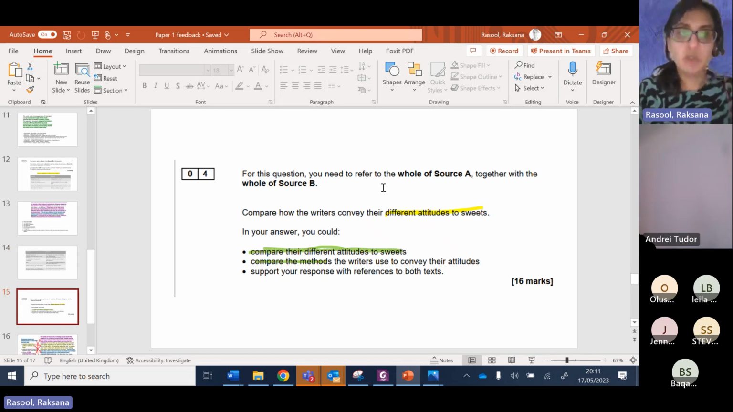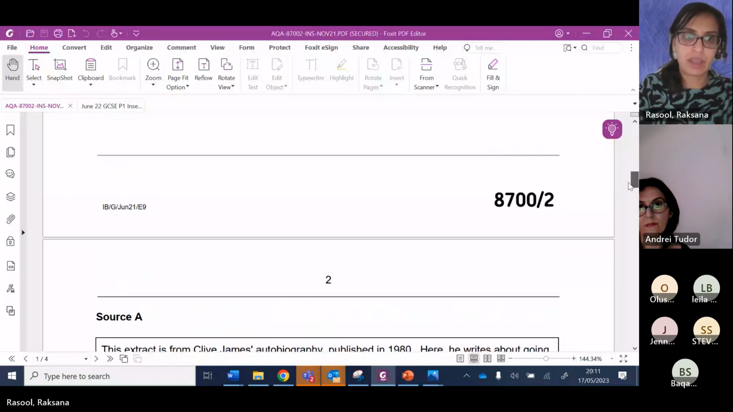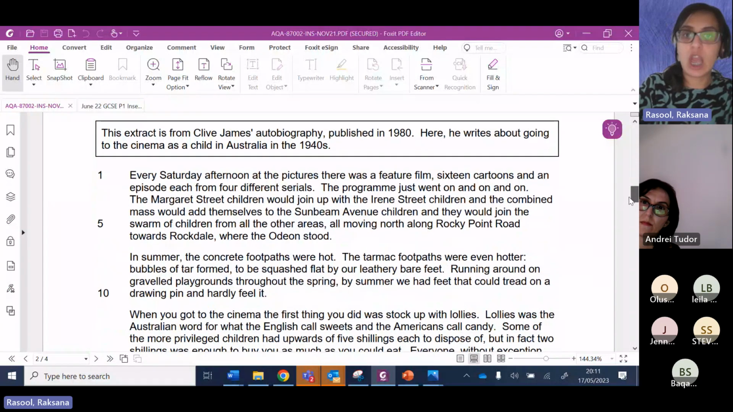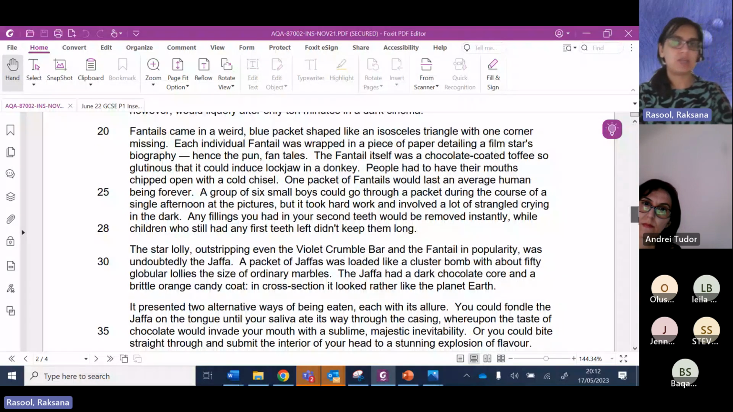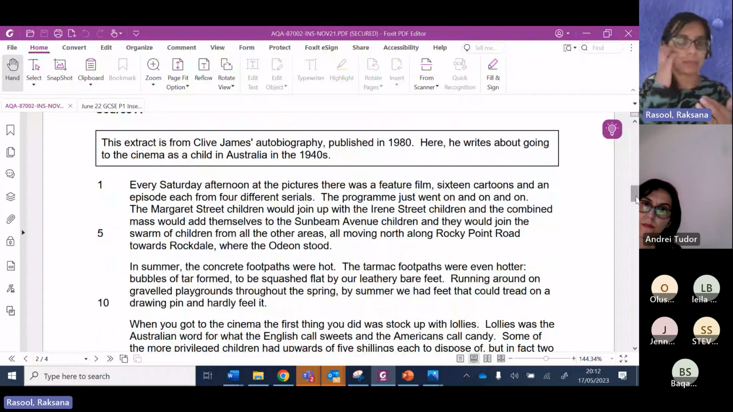Question 4 then is again on both sources. You've read them both. You've just done a quick comparison. They're both fresh in your head. Now you're in a good position to answer question 4 as well. And you need to refer to the whole of source A together with the whole of source B. And you're going to compare not the experiences of childhood, but how the writer shows their different attitudes to sweets. So what is the attitude to sweets in this one, in Clive James's autobiography, compared to the attitude to sweets here? So let's have a brief summary then. What is Clive James saying about sweets in his childhood?